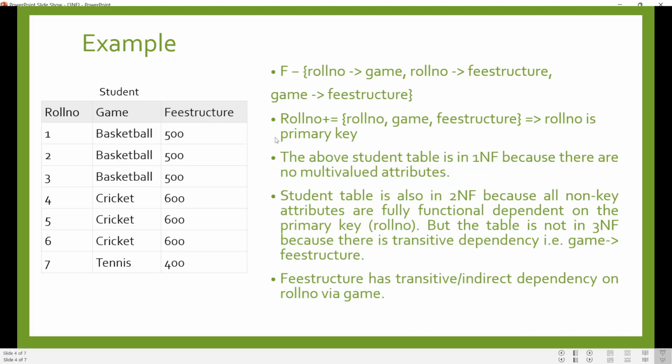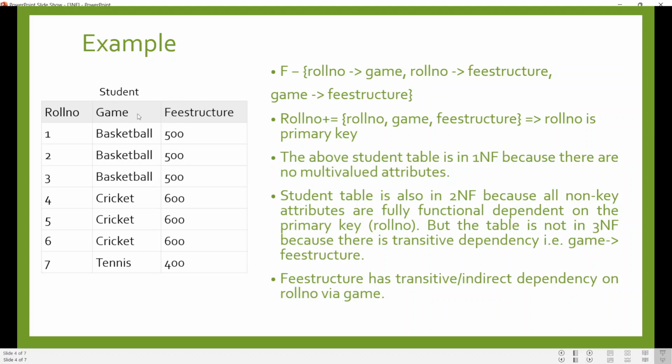So here the student relation is in first normal form because there are no multi-valued attributes present in this relation. So that is in first normal form. Also, if you observe this one, you can see that this relation is in second normal form, because the key attribute is roll number, and what are the non-key attributes of this relation?